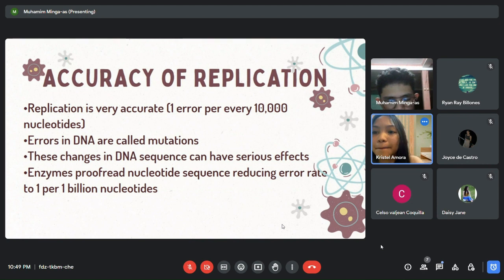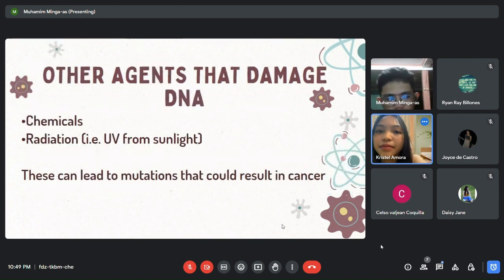Next slide. Other agents that damage the DNA are chemicals and radiation. These can lead to mutations that could result in cancer. Harmful mutations may cause genetic disorders or cancer. It changes all aspects of its life, because mutations are essential in evolution. Without mutation, evolution could not occur.